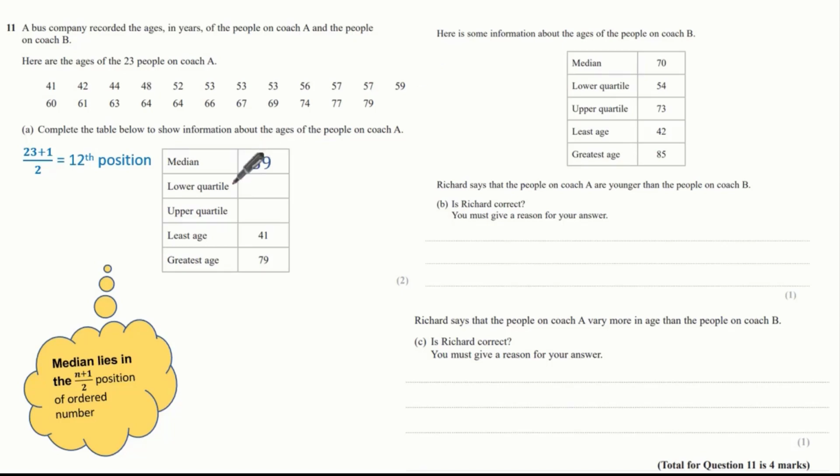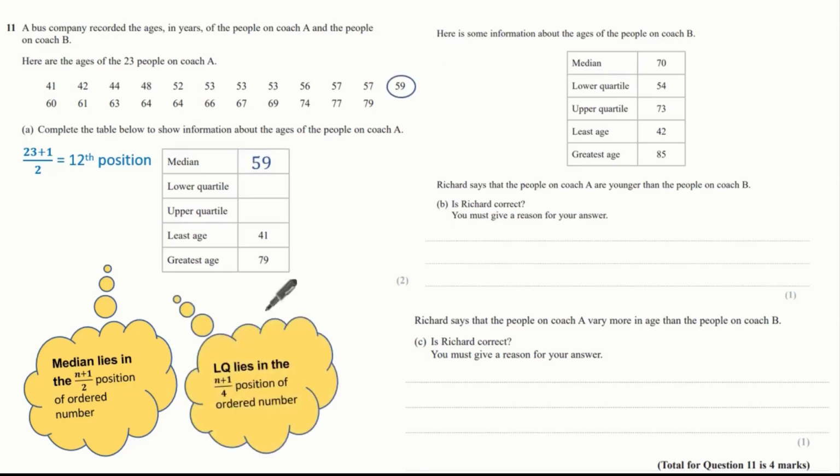Now let's have a look at the lower quartile. Well, the lower quartile is when you take the number of data values, add 1, divide by 4. And remember, this gives you the position. We know there are 23 data values, add 1, divide by 4, so we know the lower quartile is in the 6th position. So let's count. 1, 2, 3, 4, 5, and the 6th position is 53, so this is my lower quartile.